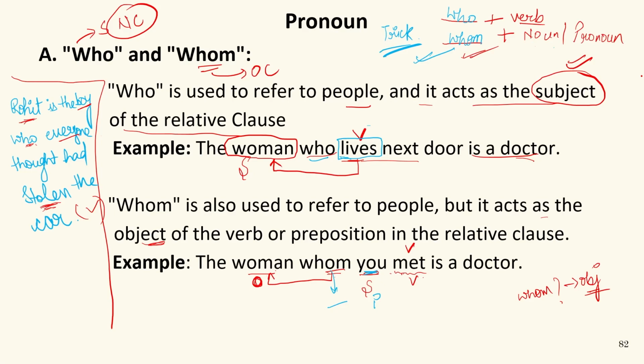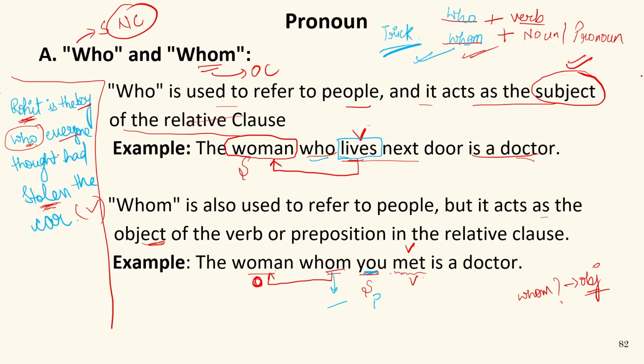Now we are talking about Rohit. Rohit is the boy who everyone thought had stolen the car. So Rohit is the person who had stolen the car. That's why we have used who over here, because the subject is Rohit, and to relate this we use who, not whom. Now the question arises automatically that, but here it is written everyone, then what?